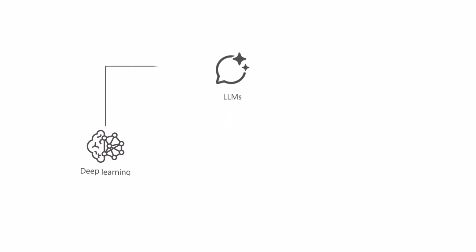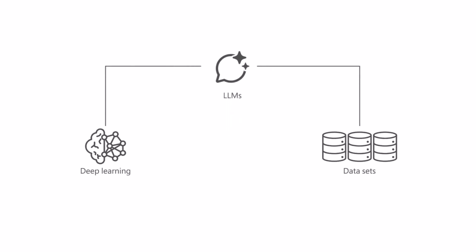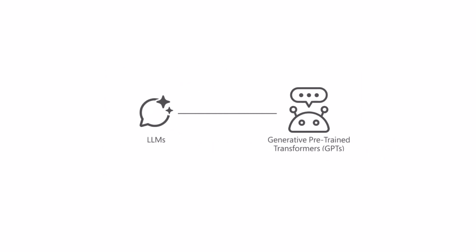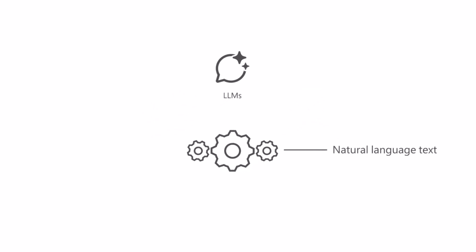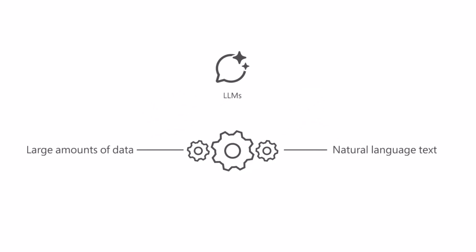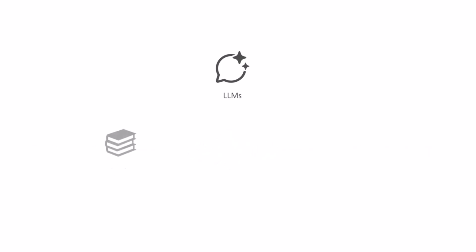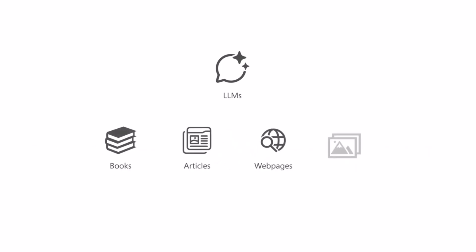LLMs are a type of AI algorithm that uses deep learning techniques and vast datasets to understand, summarize, predict, and generate content. These LLMs include pre-trained models, such as generative pre-trained transformers, GPT, like GPT-4 Turbo, designed to excel in these tasks. LLMs process and generate natural language text by learning from large amounts of data from various sources, such as books, articles, web pages, and images.